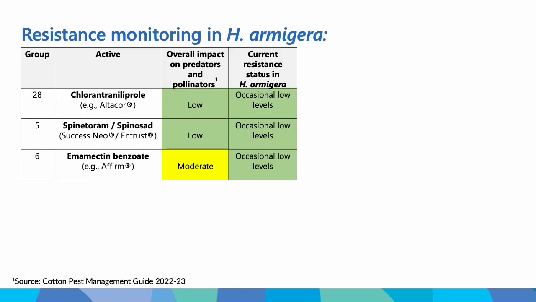So the benchmarking part of this study started off by looking at the data from our annual resistance surveillance program in armigera, and we know from that program that resistance to groups 5, 6 and 28 are currently low in the armigera population. And groups 5 and 28 also have an overall rating of low for their impacts on non-target invertebrates. So these are highly compatible with integrated pest management. Now, emamectin is rated as moderate in terms of its impact on non-targets because it does have some impact on predatory bugs and bees.